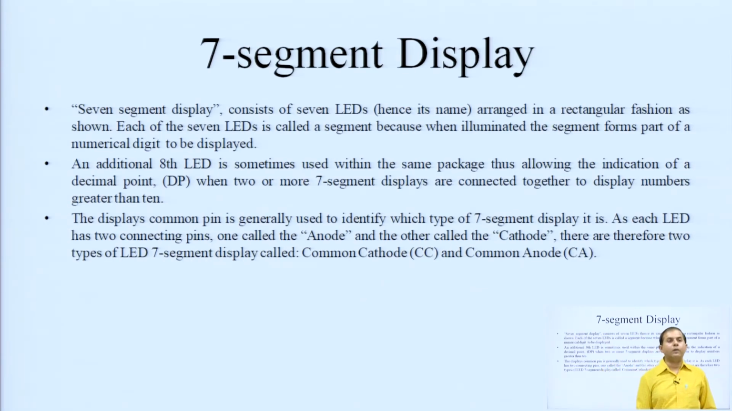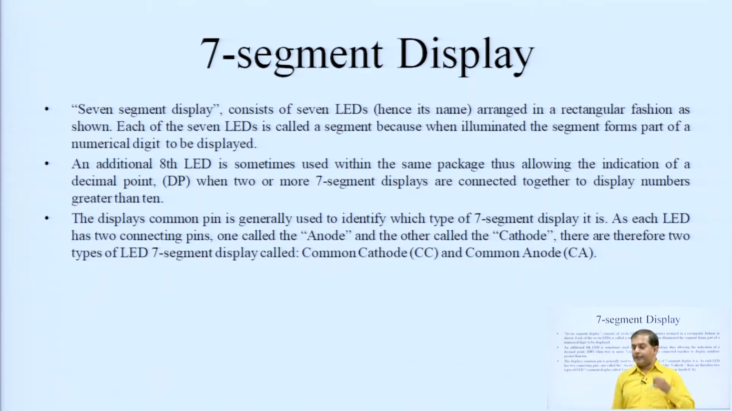So, first of all we will be going to discuss about 7 segment display. 7 segment display already you have seen in traffic lights, right. So, that thing how it works, what is the logic behind this, we are going to study here. So, 7 segment display actually consists of 7 LEDs, okay. That is why it is named, arranged in rectangular form.